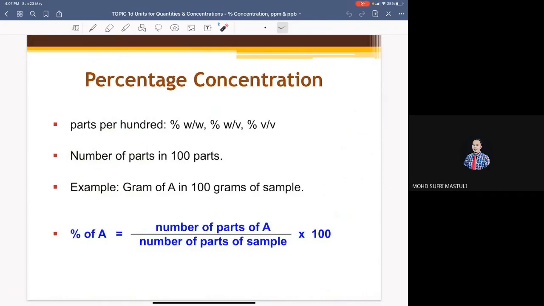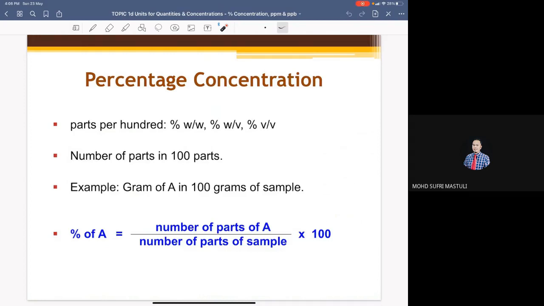Percentage concentration, because the maximum is 100%, should be pph, parts per 100. So we can have three types of percentage concentration: percentage weight per weight, percentage weight per volume, or even percentage volume per volume. It tells the number of parts in 100 parts.